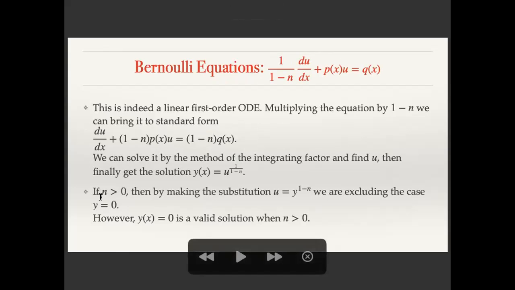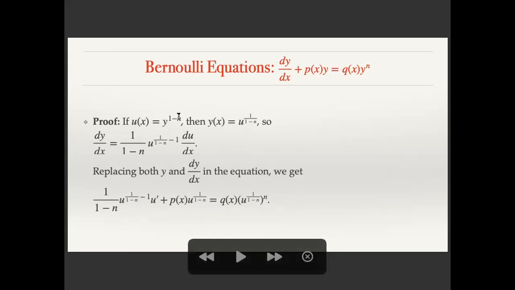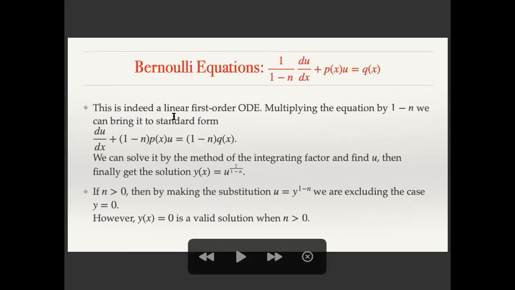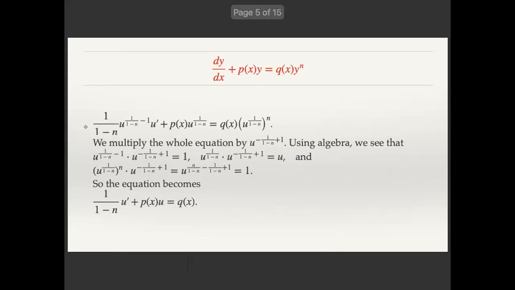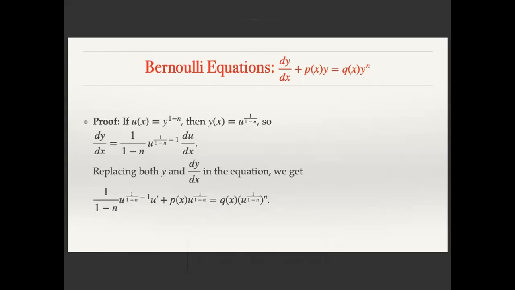One more pretty important observation. If we make the substitution in the case when n is a number that's strictly bigger than 1. I don't know why I wrote n strictly bigger than 0 there, but who cares? So if n is a number that's strictly bigger than 1 here, then when we make the substitution, u of x is equal to y to a negative power, then we are implicitly dividing by a power of y. So that's only allowed when y is non-zero.